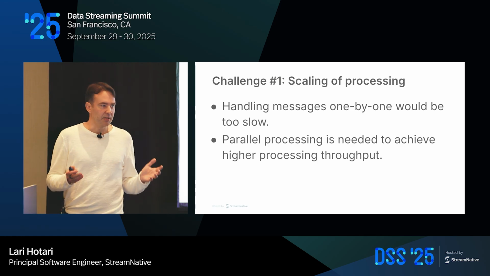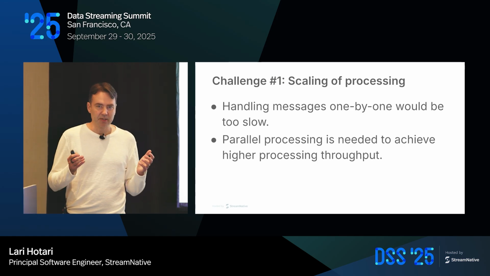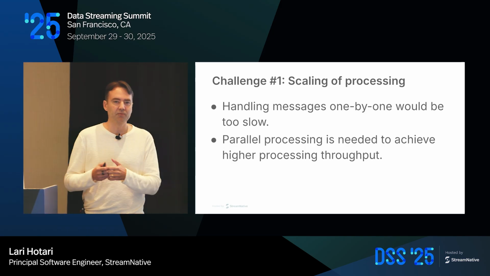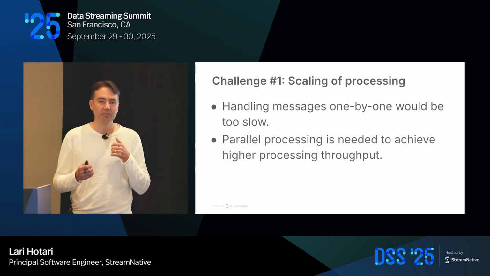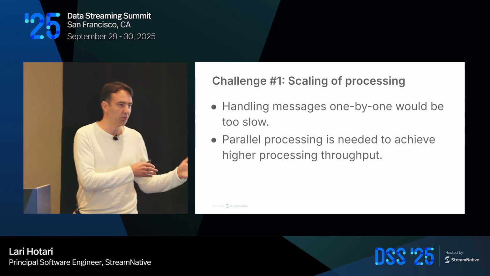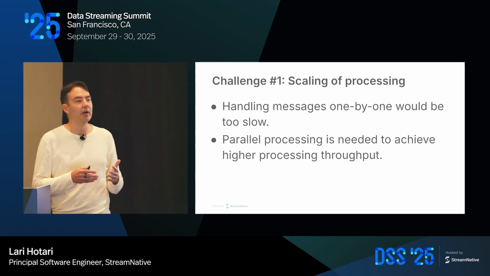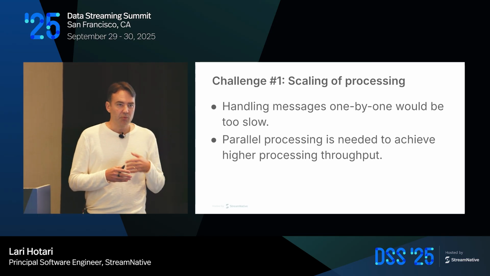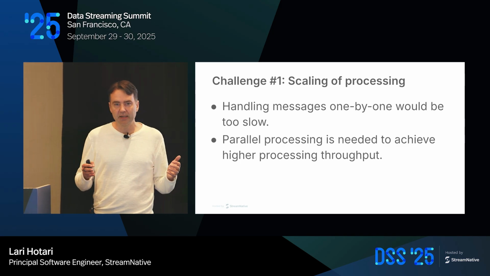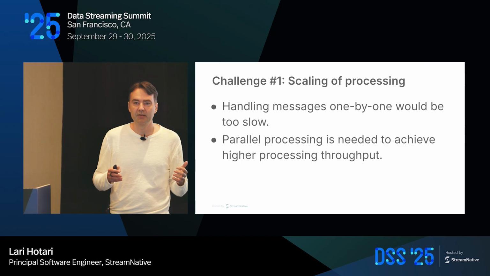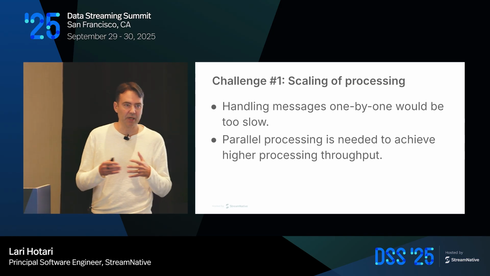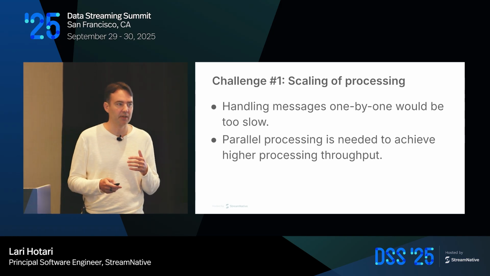So the first challenge I'll be presenting to you is the scaling of processing. The reason for this is that handling messages one by one will be too slow. Because if you want to do them in order, you have to handle them one by one. And the reason why we're talking about key-ordered message processing is that the option to handle in parallel is to handle these keys in order and do them in parallel. And that's a way to achieve higher throughput in processing.